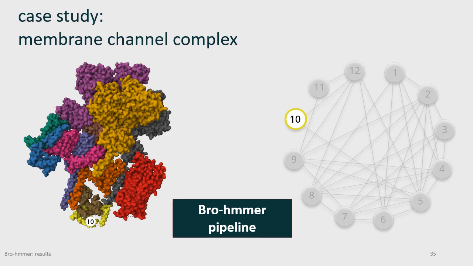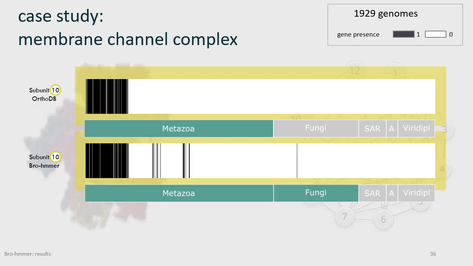Let's look at the results for subunit 10, correctly predicted by Bro-Hammer but lost with OrthoDB. In this case, the use of Markovian models guarantees a gain in both the number and evolutionary extension of the recovered homologous sequences. The phylogenetic profile of this protein, obtained with Bro-Hammer, is more complete and able to provide greater information content in terms of gene coevolution analysis.